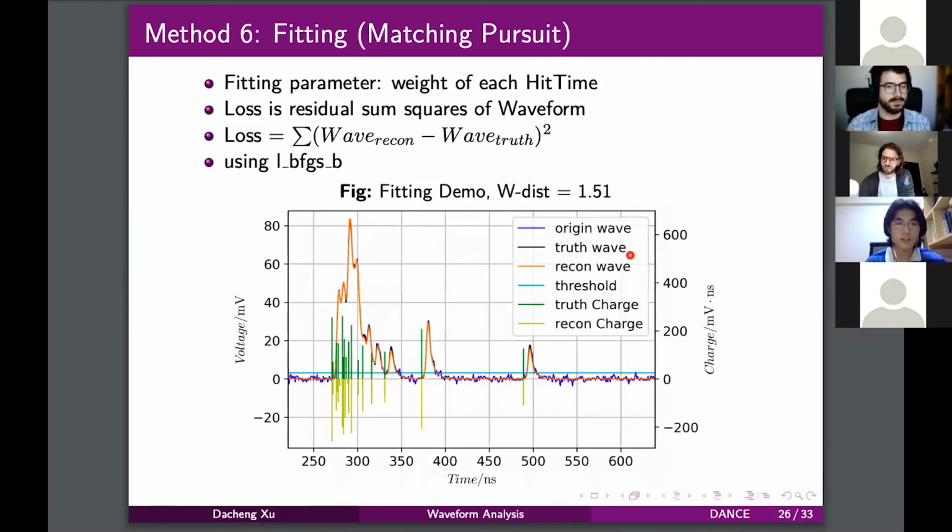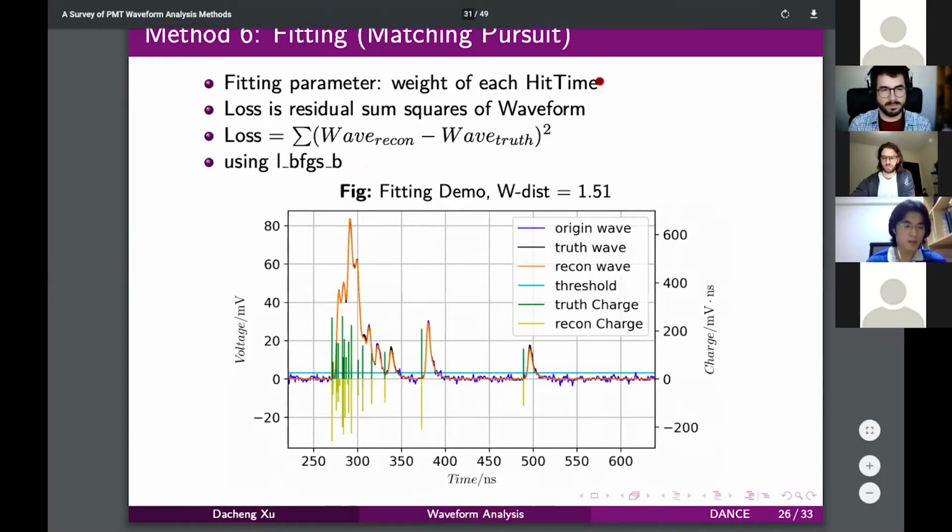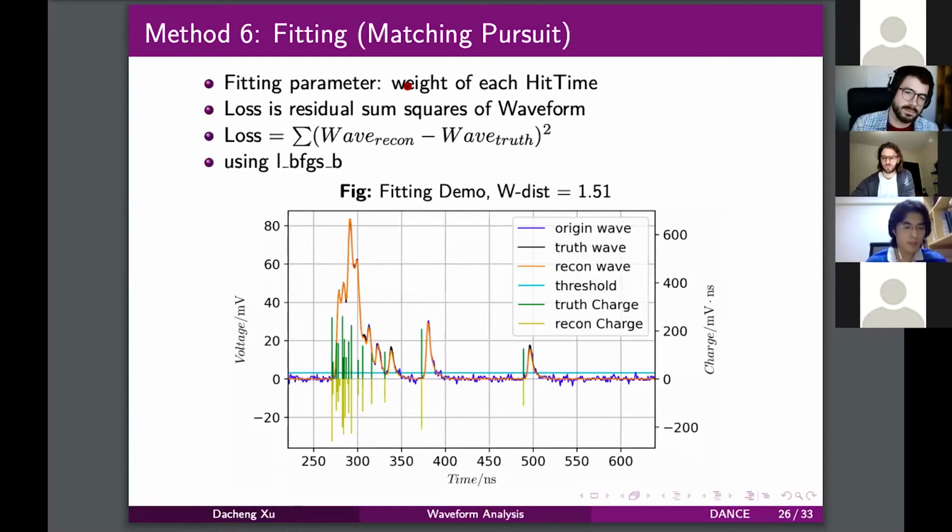And the last method is fitting, also known as matching pursuit. First, we extract enough single PE responses from the simulation data. We suppose the average of these waveforms is the single PE response. In the fitting process, the parameter is the weight in each discrete hit time. The loss which we need to optimize is between the truth waveform and the reconstructed waveform according to the parameters. And the graph here shows one of the fitting results, which has a Wasserstein distance of 1.51.